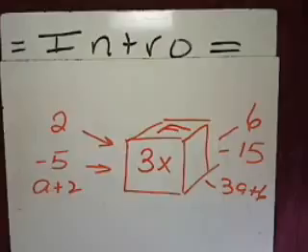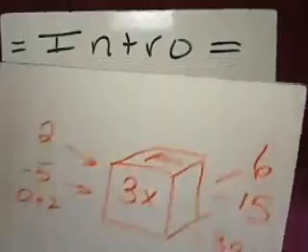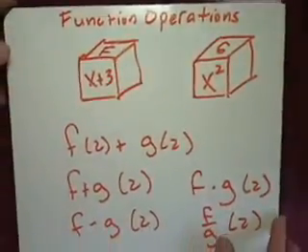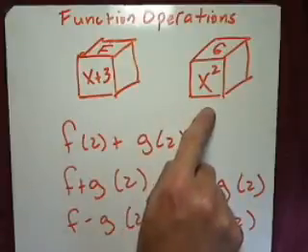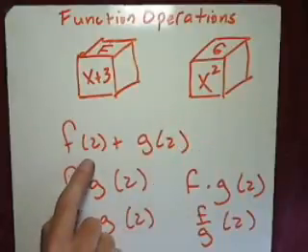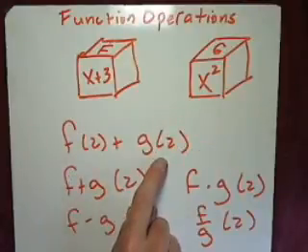Now what we're going to do is we're going to take one function, f, and then add another function to it. So let's see. Let's move these things out of the way and I'll do a little illustration. We're calling this function operations. Function operations. So here's 2, f and g. Now I want to know what f of 2 plus g of 2 is.